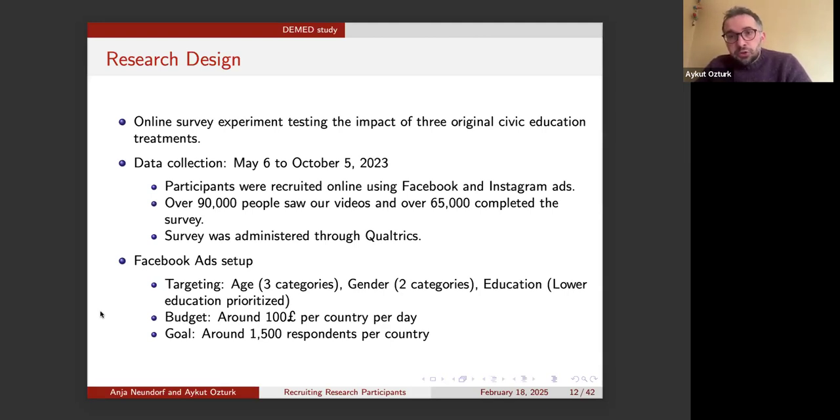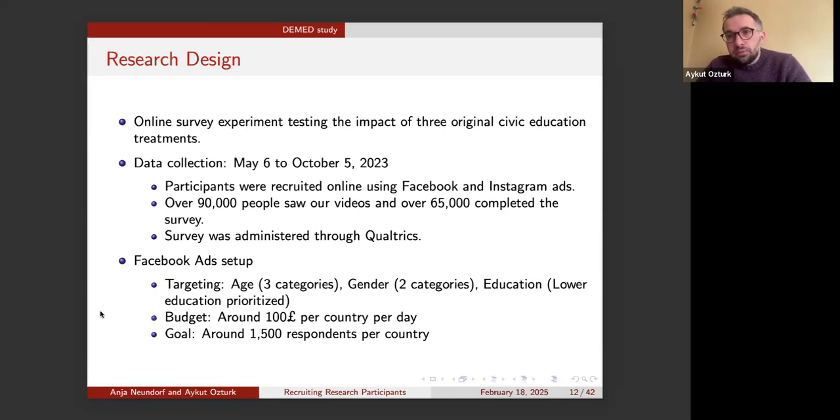Now, as most of you, I'm sure, know, when you are delivering advertisements on Facebook, you can deliver these advertisements targeting certain categories. And this is a good way to ensure the diversity of your respondents, because you can show the same advertisements to different categories, like different age groups, different gender groups. In our case, the default setting was 3 age groups: young, middle age, old, and 2 genders, male, female. And the default case is that we always targeted people with lower education. We prioritize people with lower education.